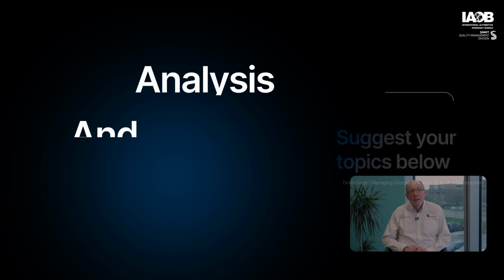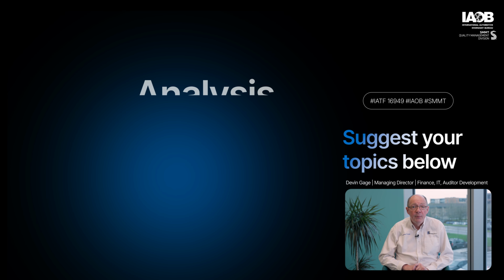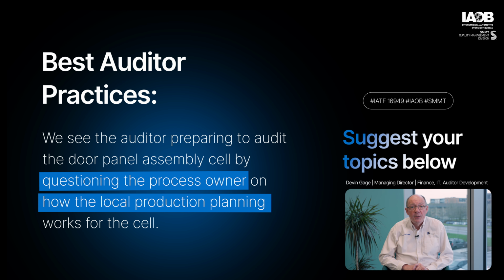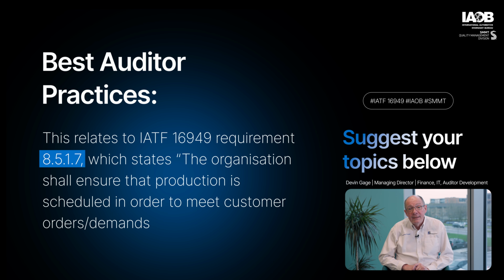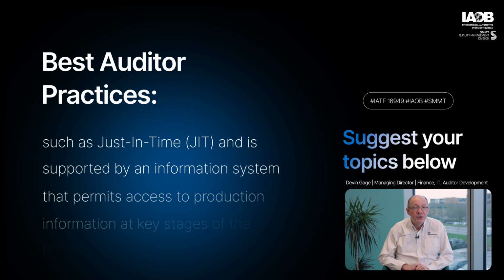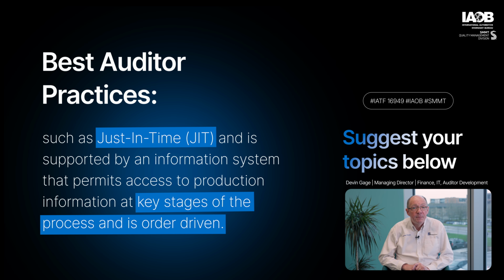So let's go. Yeah. In this video, we see the auditor preparing to audit the door panel assembly cell by questioning the process owner on how the local production planning works for the cell. This relates to IATF 16949 requirements 8.5.1.7, which states the organisation shall ensure that production is scheduled in order to meet customer order demands, such as just-in-time, JIT, and it's supported by an information system that permits access to production information at key stages of the process and is order-driven.